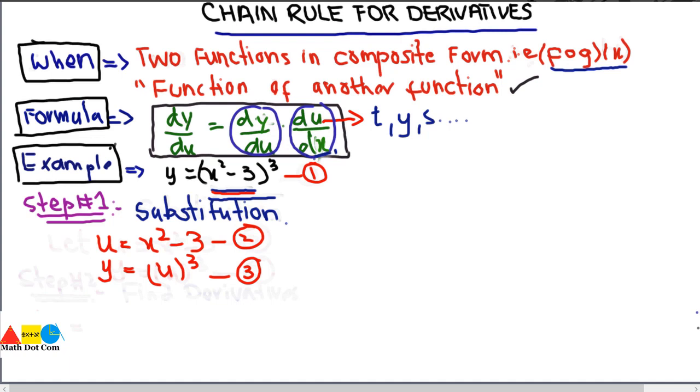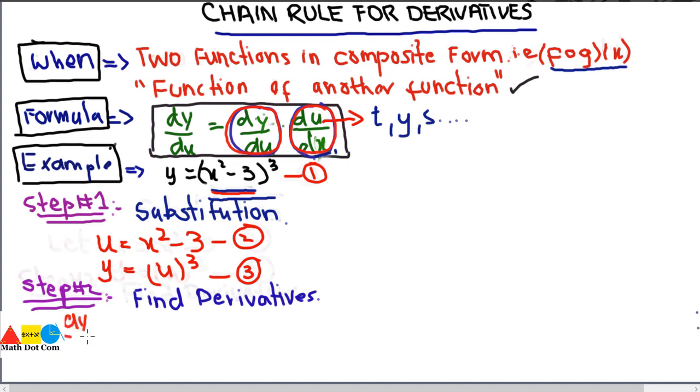Now let's move towards step number 2. So what is step number 2? Step number 2 is you have to find the derivatives. According to the formula, we need to find dy by dx. For that purpose, we need to find dy by du first. Then we have to find du by dx and put the values in this formula. So let's find dy by du first.